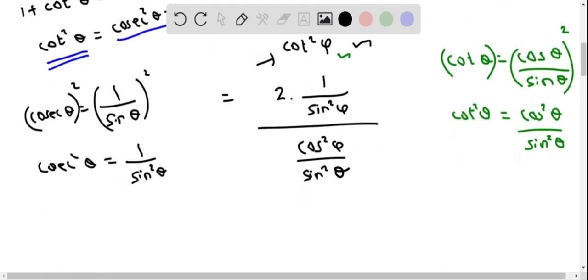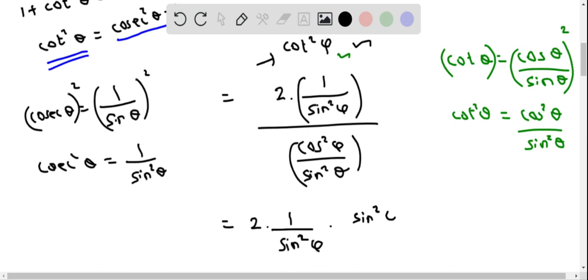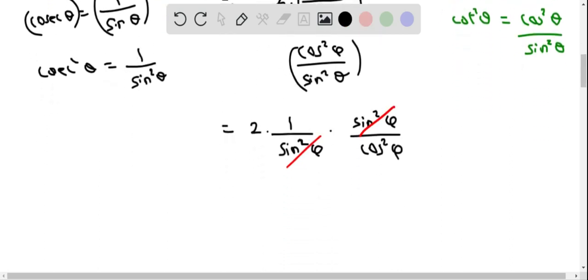Now we have to just simplify this numerator and denominator. So first I put this 2, and then in the numerator we have this fraction, that is 1 over sine squared phi, and then we have to multiply with the reciprocal of the denominator expression. The reciprocal of this denominator expression is sine squared phi over cos squared phi. We can see that we cancel this sine squared phi with this sine squared phi, and finally we get 2 times 1 over cos squared phi.